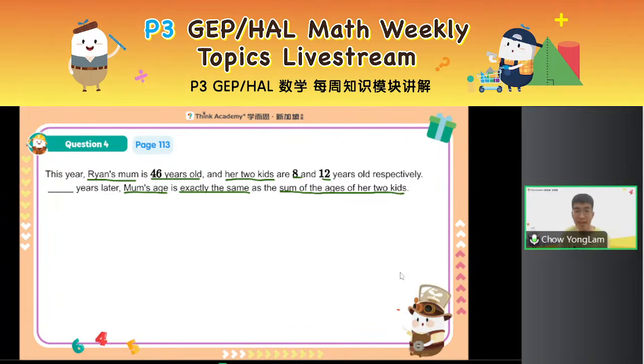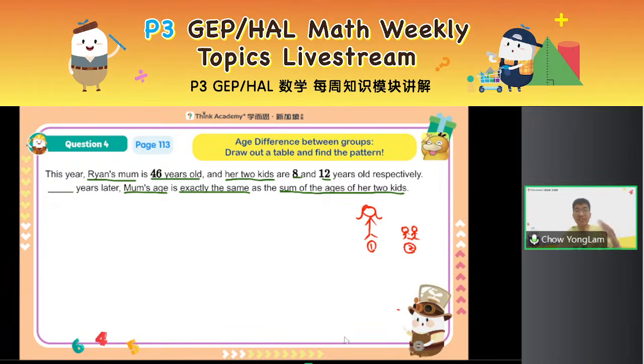Now, I am actually comparing a mother's age with her 2 kids. I am not just comparing between 2 people. Instead, I am comparing between group 1, group 2. 2 groups of people. In this case, I would recommend you draw a table to find the pattern. Because previously, when we draw our bar model, 1 bar is for 1 person. But here I am comparing mom's age and the sum of the 2 kids' ages. So I am not comparing 1 to 1, I'm comparing 1 person to 2 people as a group.